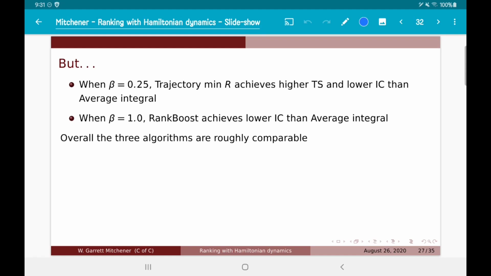even just saying that one of these algorithms is weakly better than all of the others overall is not really possible. If you increase the probability of upsets by lowering beta, you get slightly different results. Trajectory minimum R achieves higher tournament score and lower inversion count. But when you decrease the probability of upsets, rank boost achieves a lower inversion count. And so the three algorithms are roughly comparable. None of them is clearly better than all of the others in all situations.